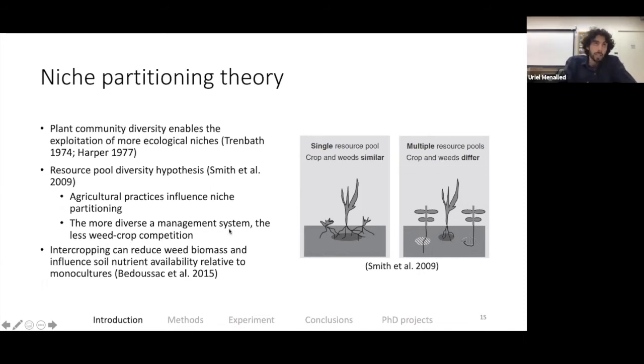And an interesting research study that's kind of related to resource pool diversity hypothesis was one that found that intercropping can reduce the total weed biomass, as well as influence soil nutrient dynamics relative to monocultures.